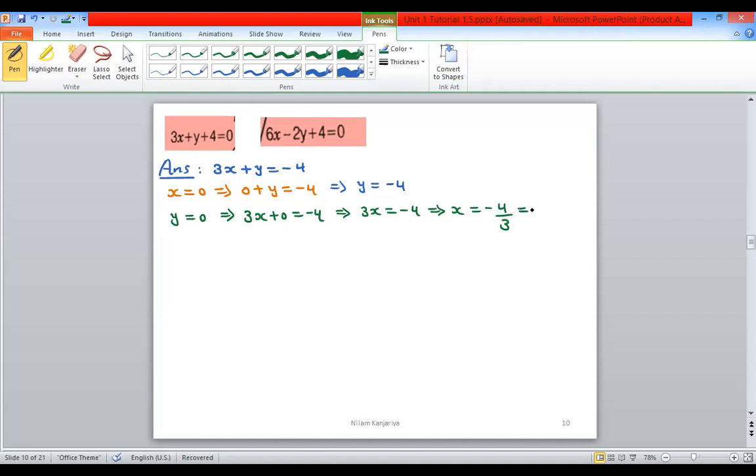Take the calculator if you are not able to calculate it. Now 4 divided by 3 is 1.3. It's maybe 1.3, not exactly, but 1.3 maybe. Now, the second equation is 6x minus 2y plus 4 is equal to 0. Not 4, it's a minus. First of all, take x equal to 0.